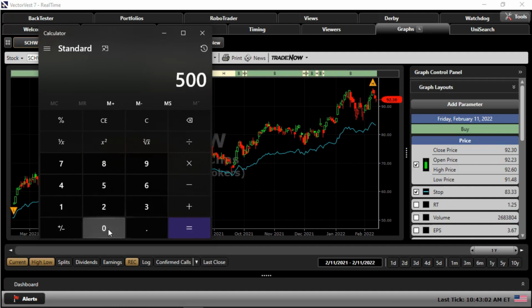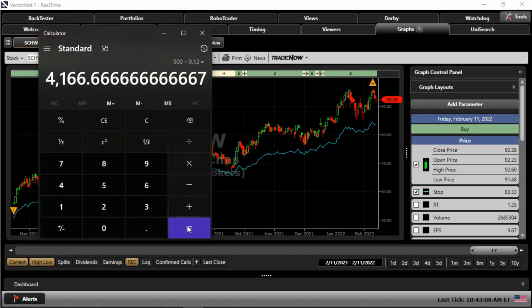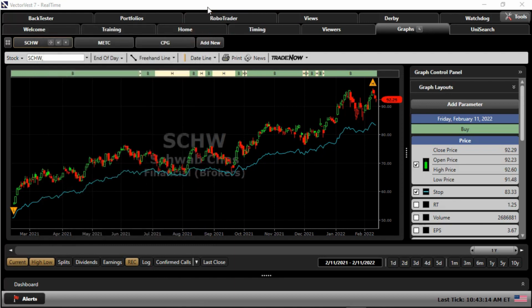I'll just pull up my calculator here to show you. Initial risk 500 divided by the max percent loss, let's say it was 12%, gives us a $4,167 initial investment. I know we wanted to put $5,000 into the trade, but with this particular investment, we can't. We have to put a little bit less money in so that no one trade will cause our portfolio to blow up.